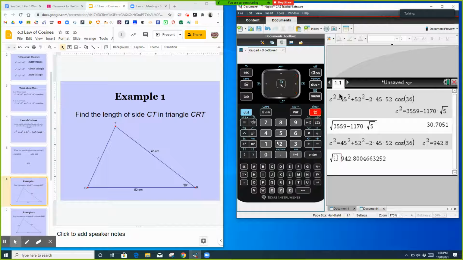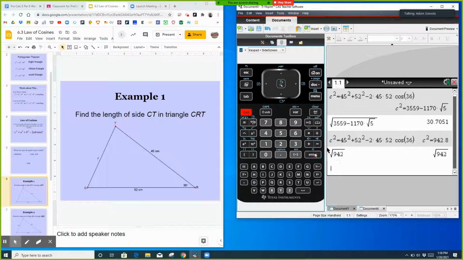If you took this, I don't feel like doing that, but around here, we're going to get around 30.7 again. Oh my goodness. Perfect.